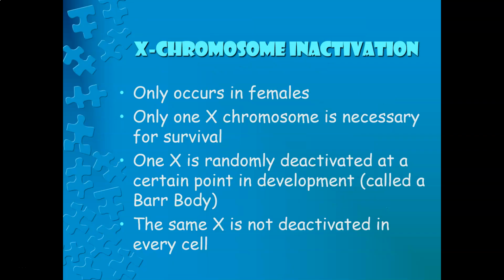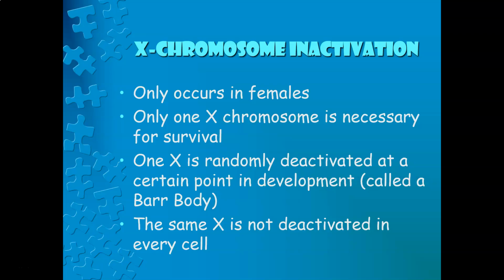Something else that's interesting while we're on the topic of sex chromosomes that occurs in females is this idea of X chromosome inactivation. Now, this only occurs in females because they have a second X. In order for an organism to survive, they only require a single X. So, as a female having two X's, one of her X chromosomes gets randomly deactivated or shut down or condensed during embryonic development, and it's random from one cell to the next.